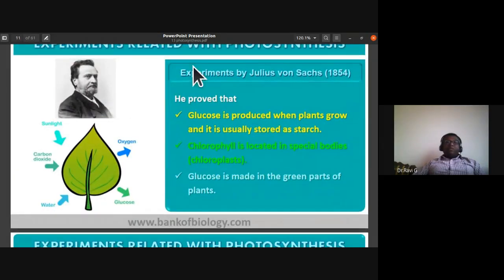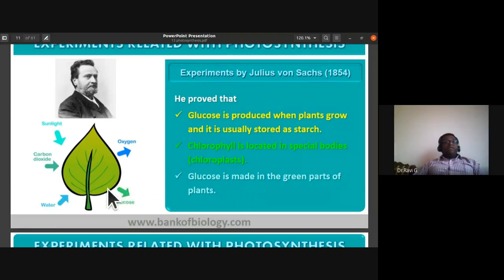Then experiments by Julius von Sachs. We have already studied his contribution to mineral nutrition, isn't it? His hydroponics experiment we are already aware of. The same scientist proved that glucose is produced when plants grow and it is usually stored as starch. He also proved that chlorophyll is located in special bodies called chloroplasts, the cell organelles.